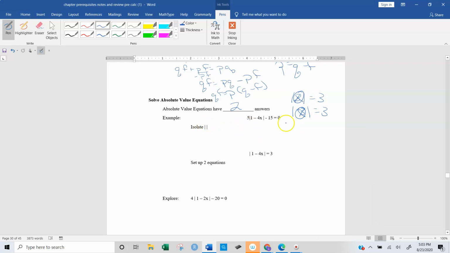So when we're doing these, the first thing we do is we have to get the absolute value alone so we know what value we're trying to make it equal. So we're going to add the 15.